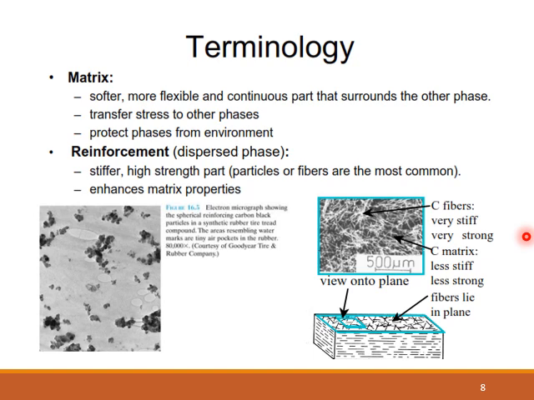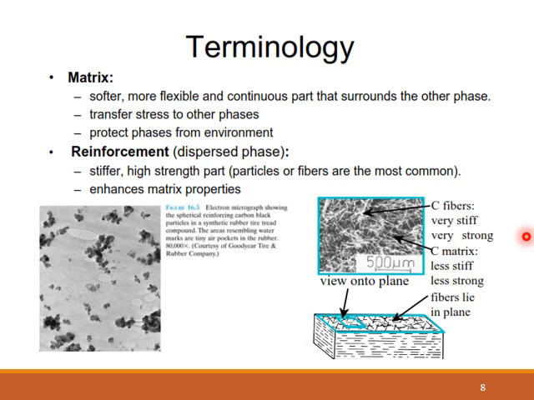So what you expect of the dispersed phase is that it should be stiff, it should have high strength. It can be in form of particles, it can be in form of fibers, and so many others. So the general expectation from the dispersed phase is that you should be able to enhance the property of the matrix phase.